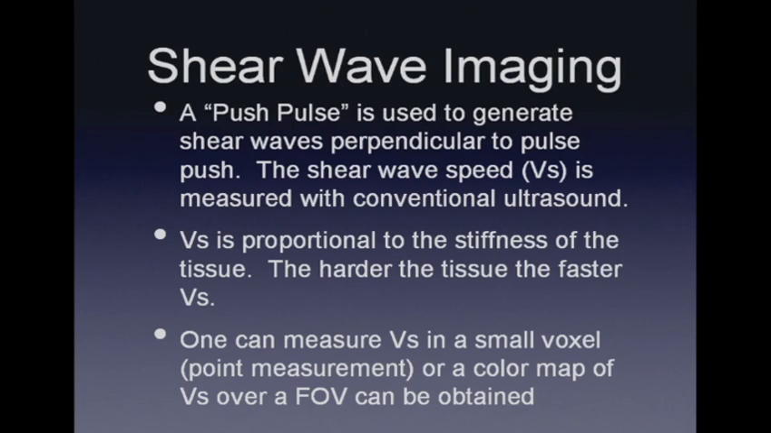With shear wave imaging, this push pulse is used to generate shear waves which are perpendicular to the push pulse. The shear wave speed, or Vs, is measured with conventional ultrasound. Vs is proportional to the stiffness of the tissue: the harder the tissue, the faster the Vs. One can measure the Vs in a very small voxel or a point measurement, or can use a color map of Vs over a larger field of view to obtain the measurements at several pixels throughout the image.